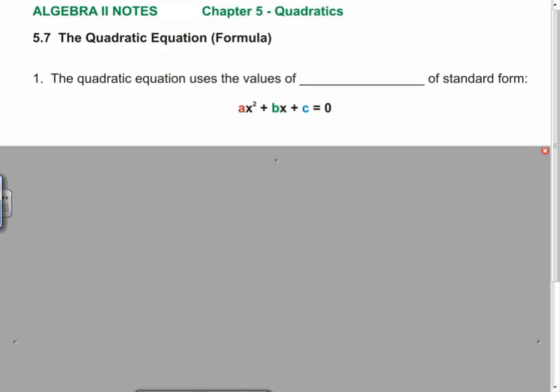Just live with that. Okay, so quadratic equation. Let's go all the way back to the beginning. When we think about quadratics, how do you know it's quadratic? Your variable is squared.